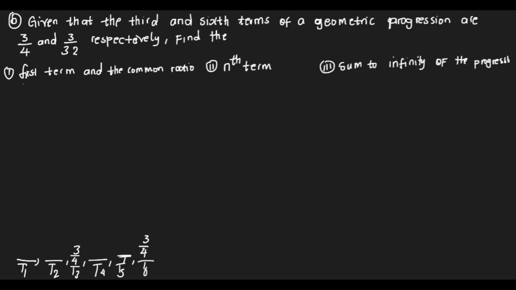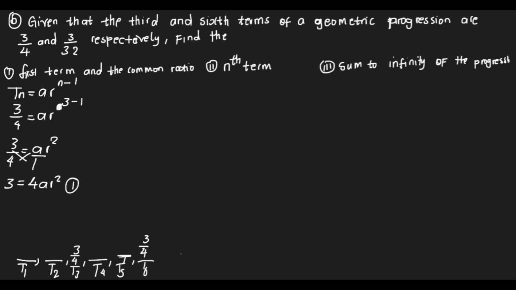So let's look at the formula for GP. The formula is Tn is equal to Ar raised to the power n minus 1. Where there is Tn, we substitute with the term given. 3 over 4 is equal to Ar raised to the power, this is the third position, so 3 minus 1. You substitute n with the position. So 3 over 4 is equal to Ar squared, over 1. Let's cross multiply. 3 times 1 is 3, and 4 times Ar squared is 4Ar squared. So this is our equation 1.